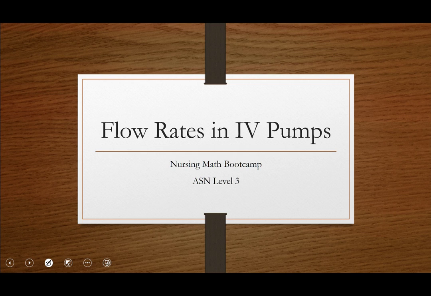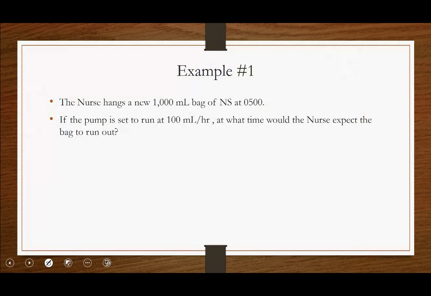In these examples, we'll look at flow rates in IV pumps. Example number 1. The nurse hangs a new 1,000 milliliter bag of normal saline at 0500. If the pump is set to run at 100 milliliters per hour, at what time would the nurse expect the bag to run out? So we're interested in this case in looking at the time.